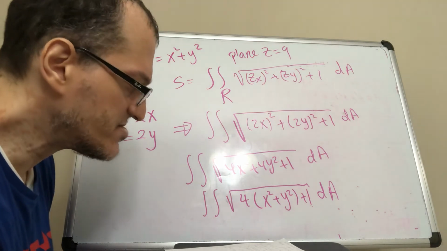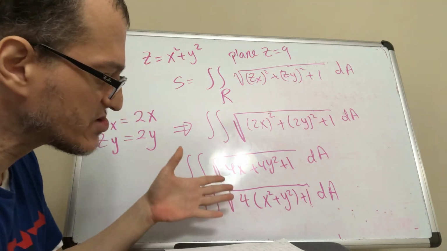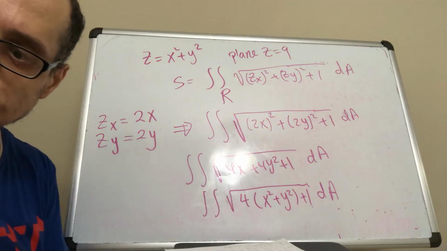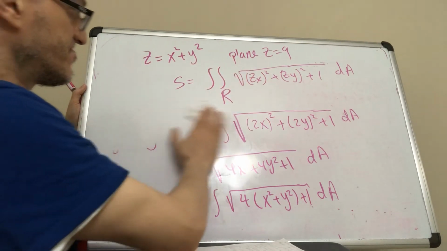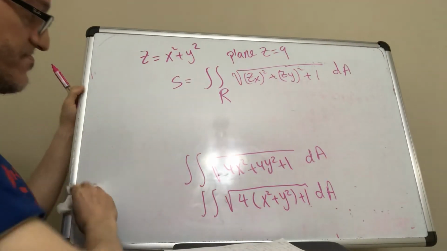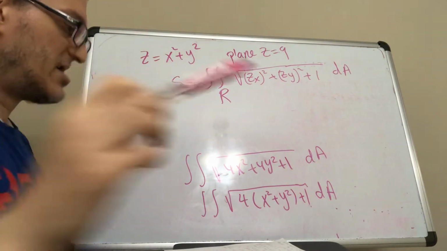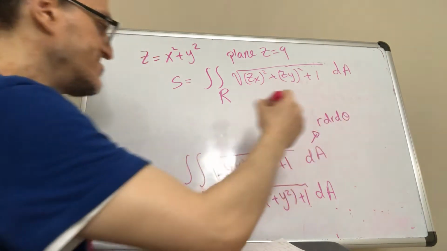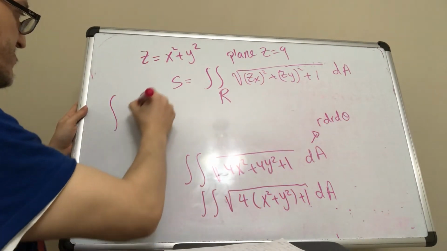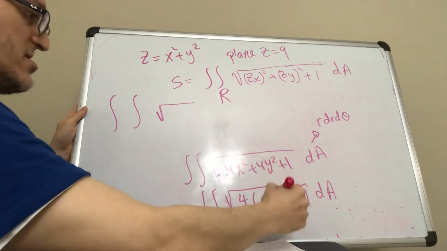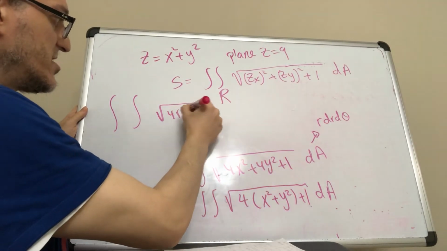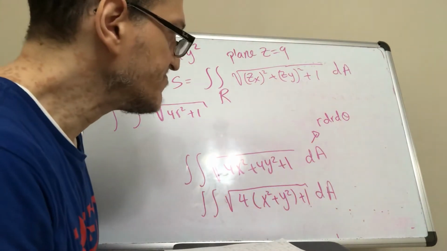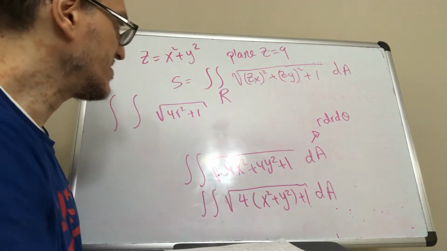And if you guys remember, anytime you're integrating x squared plus y squared, it's easier to switch to polar. So we're going to switch to polar. And if you remember, dA in polar was r dr d theta. So this one becomes, instead of x squared plus y squared, we go r squared. And dA would be r dr d theta.